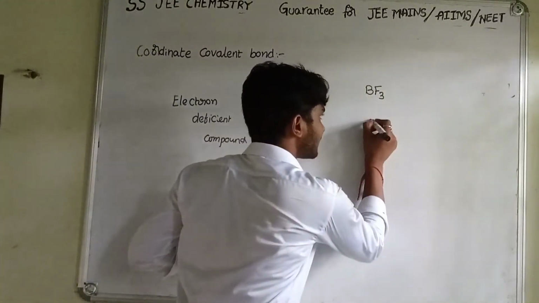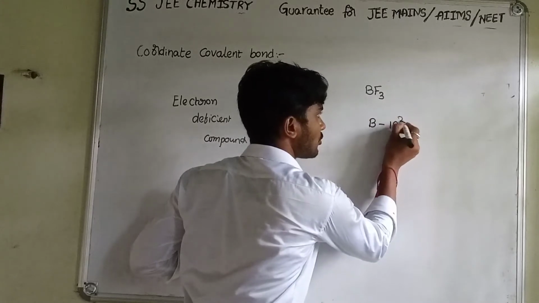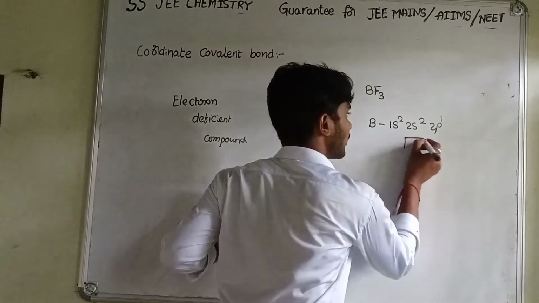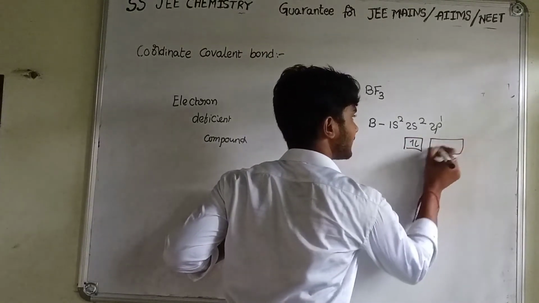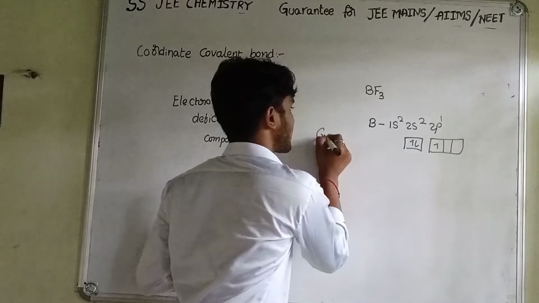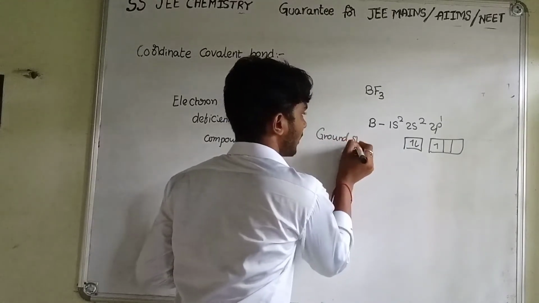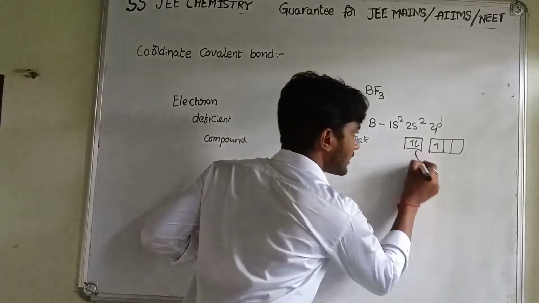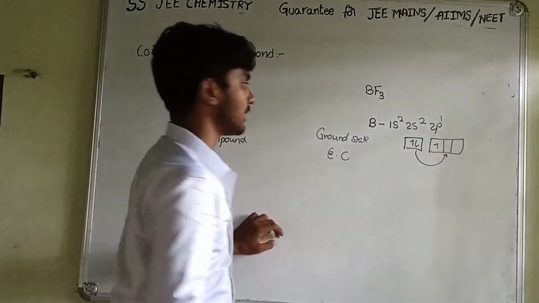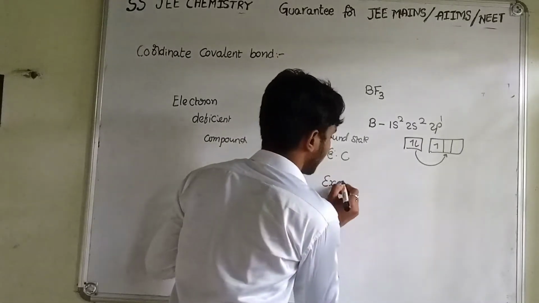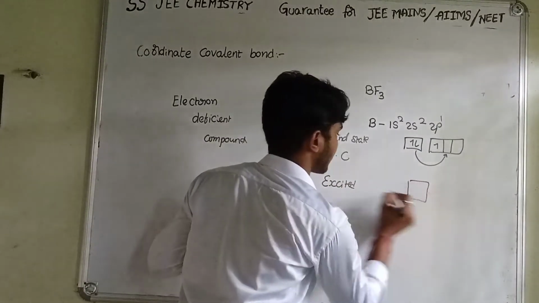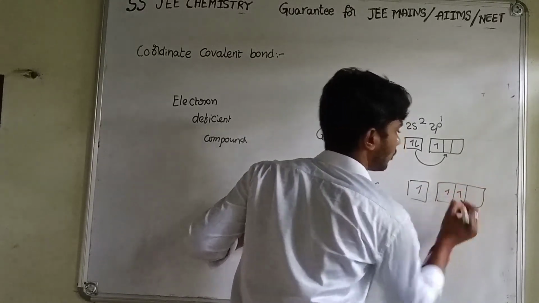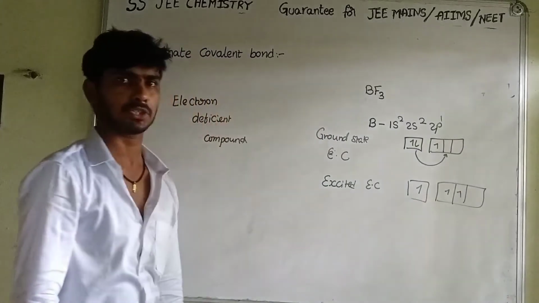Here, boron is the central atom. Electronic configuration 1s2, 2s2, 2p1. This is the ground state electronic configuration. Okay. An electron jumps from the 2s orbital to the 2p orbital. Then the excited state electronic configuration is 2s1, 2p2. This is the excited state electronic configuration.